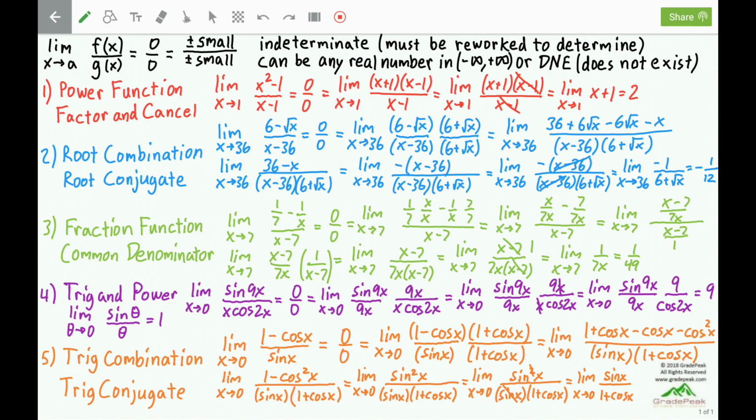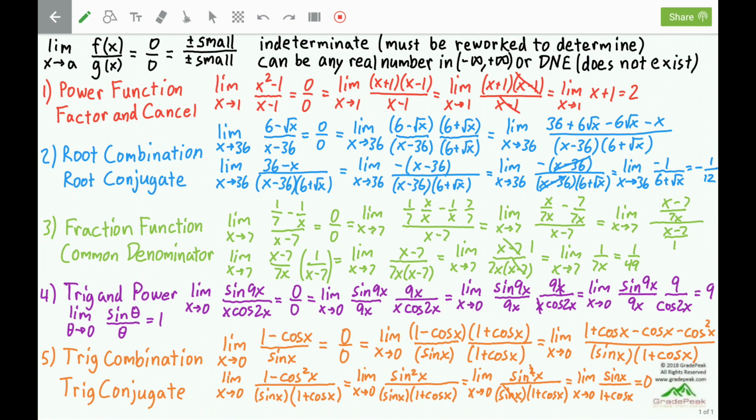But at this point, we no longer have 0 over 0. If we plug in the 0, we have sine of 0 in the numerator, which is 0. We have it over 1 plus cosine of 0. Now, cosine of 0 is a 1, so we're going to have 0 over 1 plus 1, 0 over 2. 0 divided by any non-zero number is always equal to 0. And therefore, we have 0 over 2, or 0, for this.